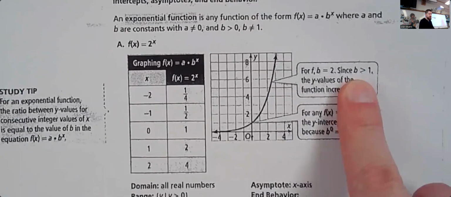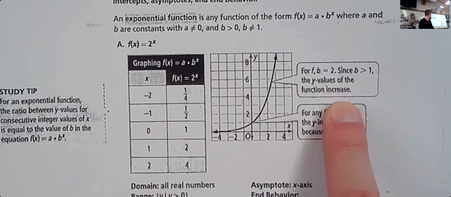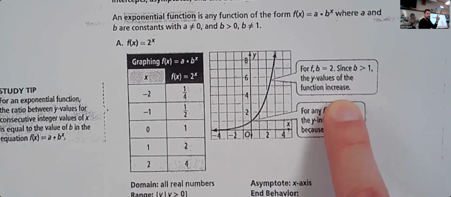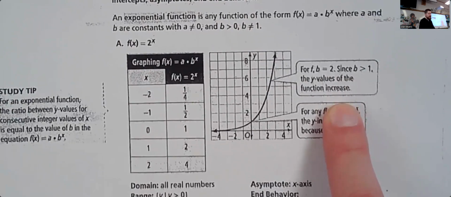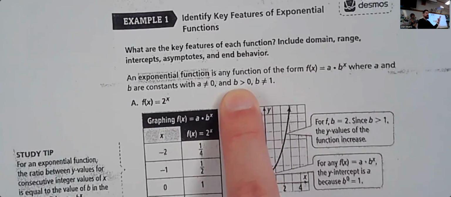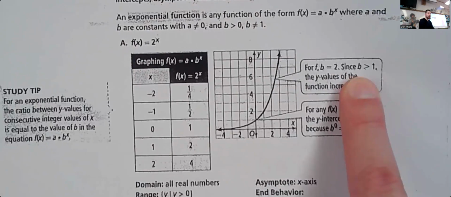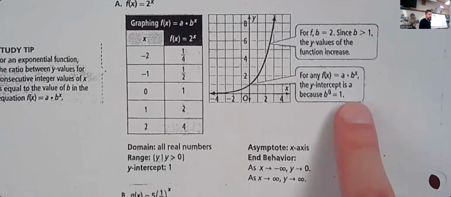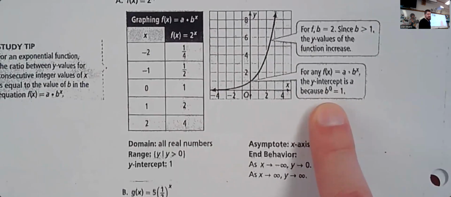So because b is greater than 1, the y values of the function increase. If b is greater than 1, the y values will increase. Now, it also says that in general, b has to be greater than 0. So that means there's only really 2 potential options here. If b is greater than 1, or if b is less than 1, but still greater than 0. Those are kind of the only 2 options for exponential functions. This is one where b is greater than 1. The y values increase.